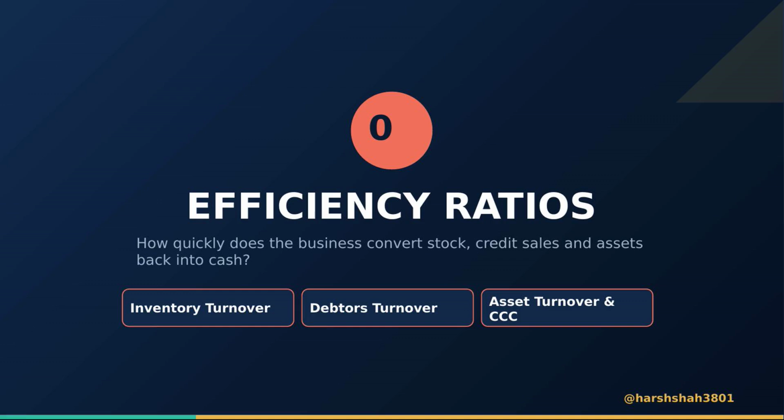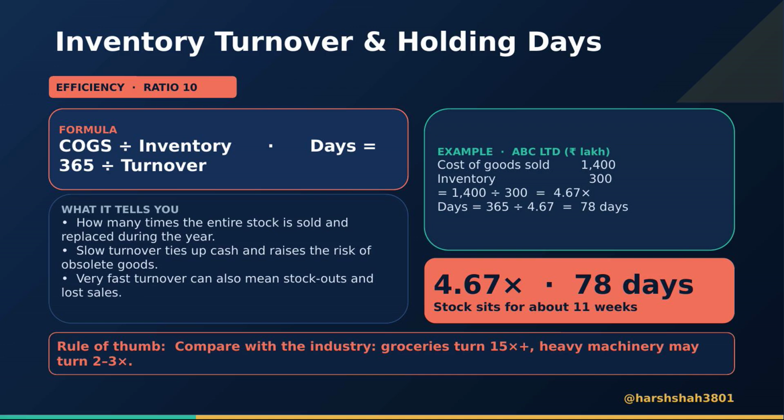Excellent work so far. Let's move to family number 4, efficiency ratios. These ask, how quickly does the business convert stock, credit sales, and assets back into actual cash? We'll cover inventory turnover, debtors turnover, and asset turnover along with the cash conversion cycle. First, inventory turnover and holding days. Formula: cost of goods sold divided by inventory, and days equals 365 divided by turnover.